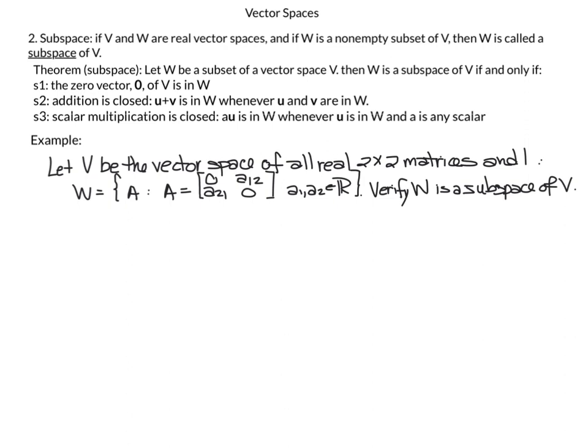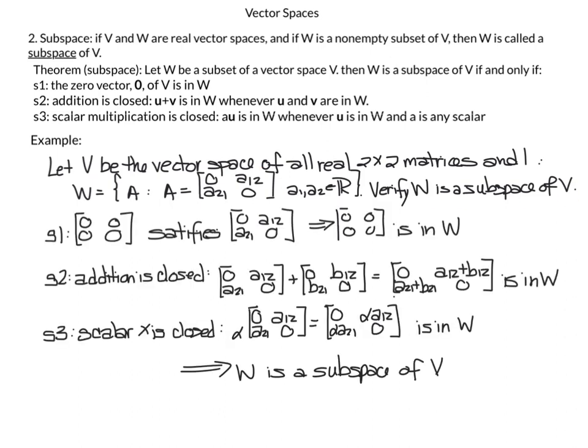So we're going to look at 2 by 2 matrices. And W is going to be our subspace that has zeros on this diagonal here, and then it just has regular entries, A1,2 and A2,1. So we're going to verify this is a subspace. Now, 3 conditions to show. First, we have to show the 0 vector is in W.